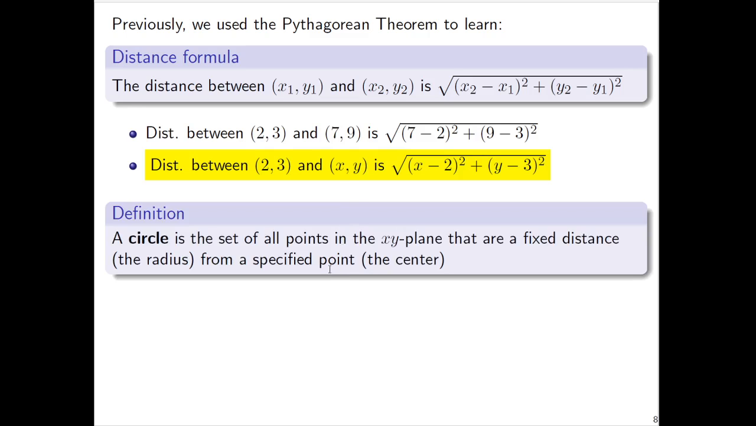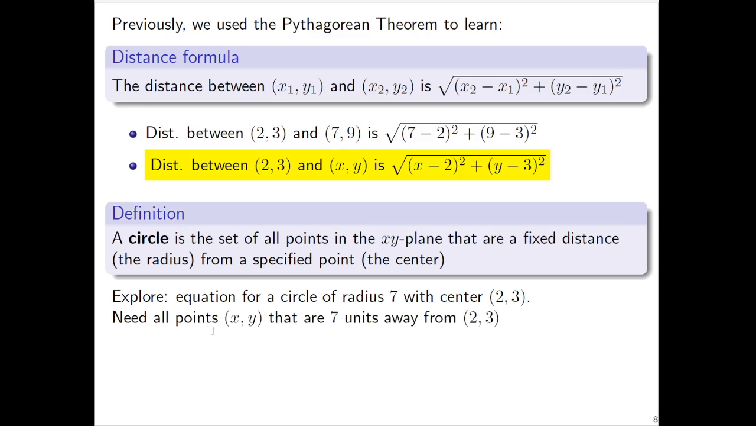And a circle is a set of all points in the plane that are a fixed distance from a fixed point. That fixed distance is called the radius and the fixed point is called the center. So for instance, we can create an equation for a circle of radius 7 with center (2, 3).